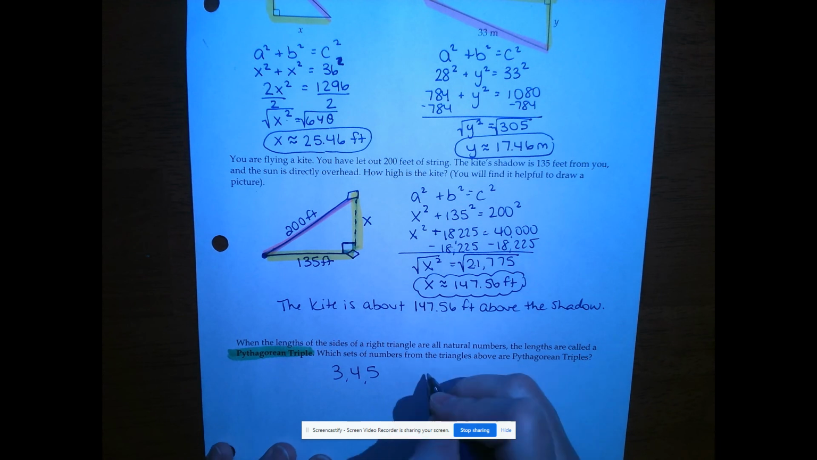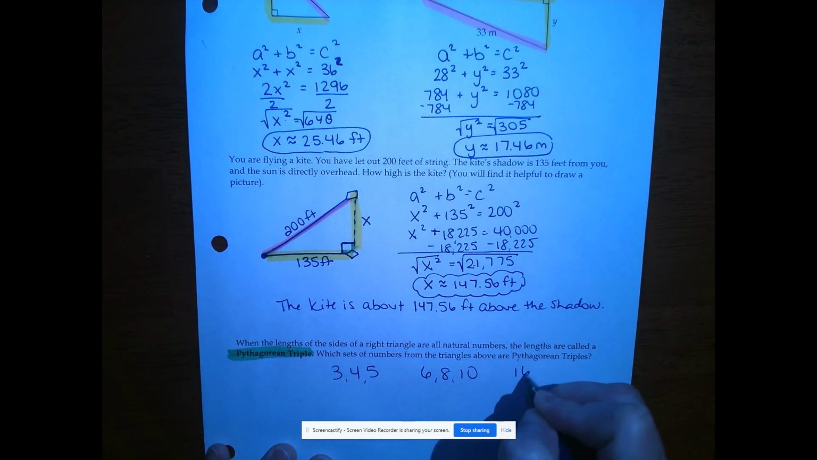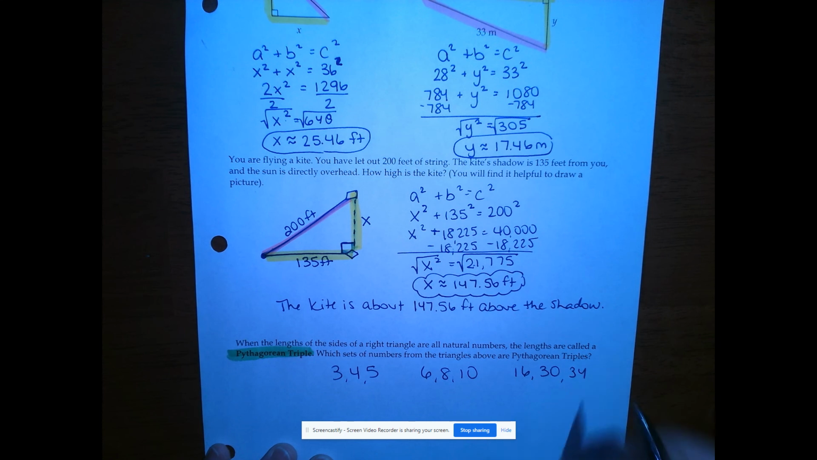And then the one at the very bottom left was a 6, 8, 10. Those are all natural numbers. And the one on the front to the right of that was 16, 30, 34. So we looked at 3 different Pythagorean triples on these notes.